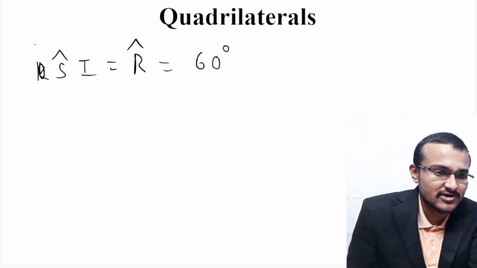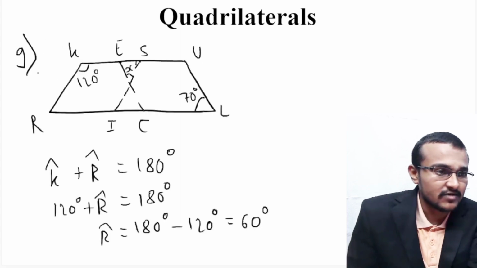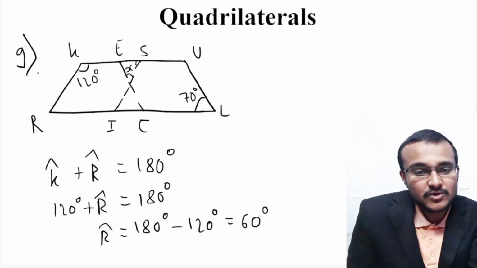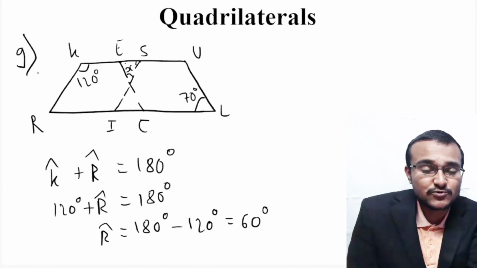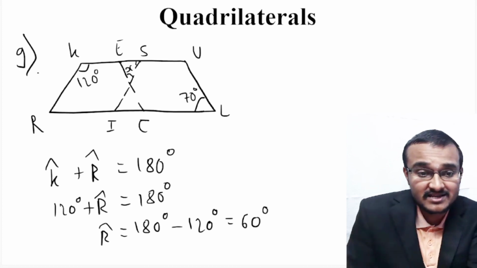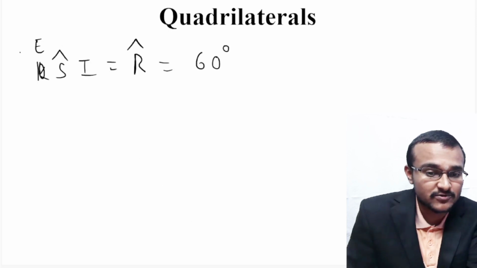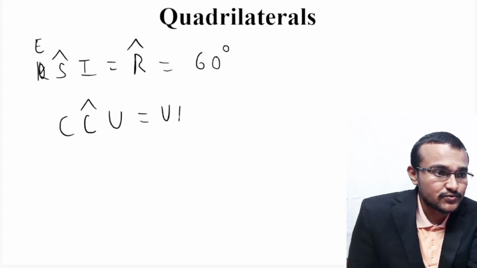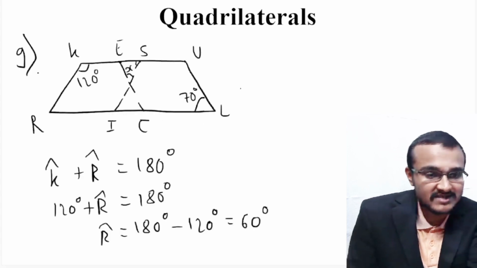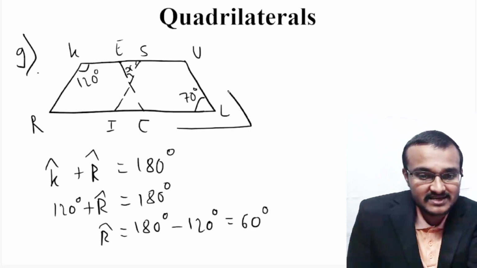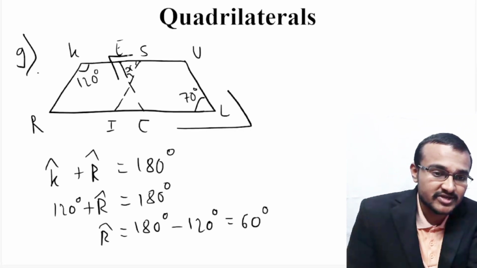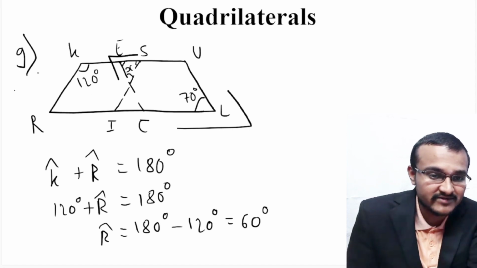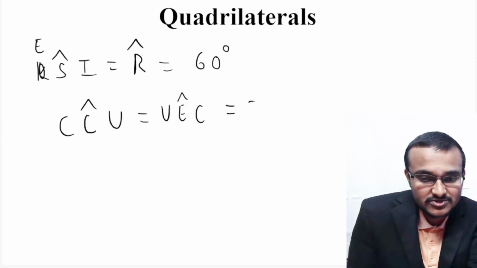So this you can take as KSI, or you can take it as ESI. Now similarly SEC can also be equal to 70 degree, because this particular CLUE is also a parallelogram. Since CLUE is a parallelogram, opposite angles should be equal. So here CLU should be equal to UEC. So you can see that this CLU is equal to UEC, this particular angle. So this particular angle is equal to 70 degree. So here this is equal to 70 degree.